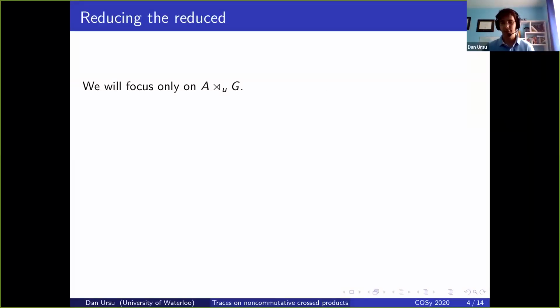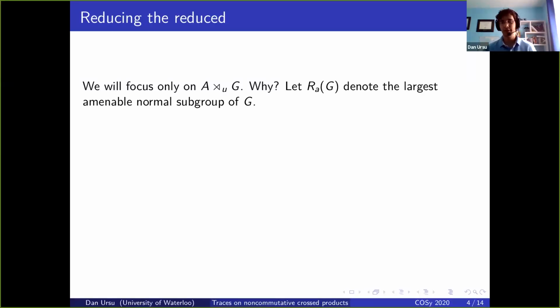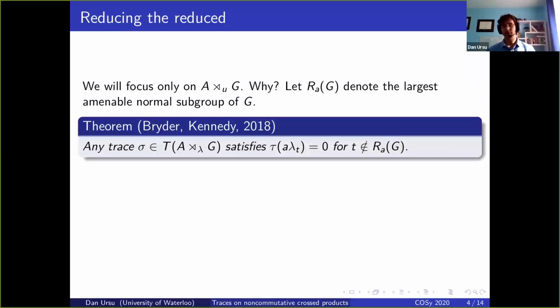And out of the universal and reduced group C-star algebras, we're only going to be focusing on the universal one. And why is that? Well, there's actually a result of Breuillard and Kennedy which says the following. If we let Ra(G) be the amenable radical of G, which is just the largest amenable normal subgroup, then any trace on the reduced group C-star algebra just concentrates on the cross product with the amenable radical in the sense that, really this should say sigma right here, but sigma of a lambda_t is always 0 if t is not in the amenable radical.